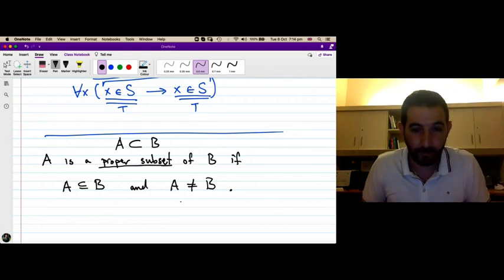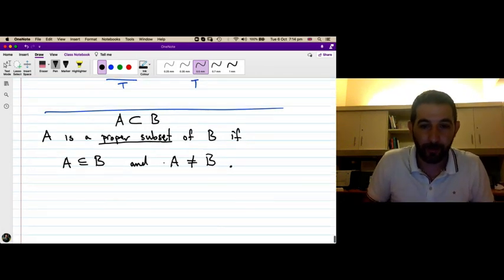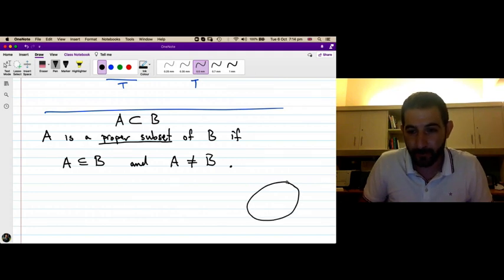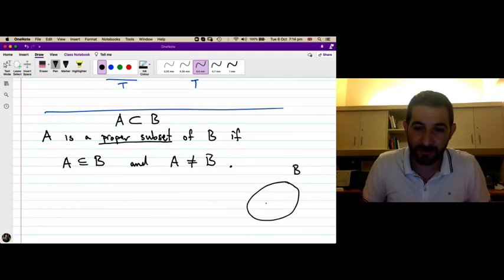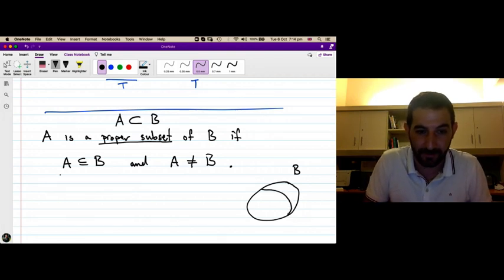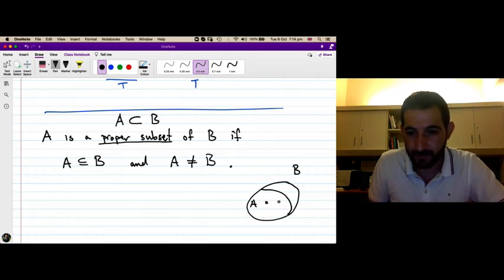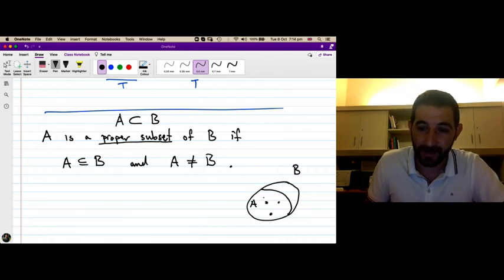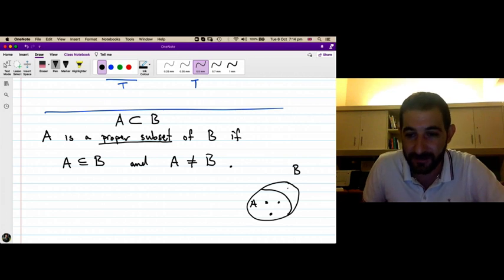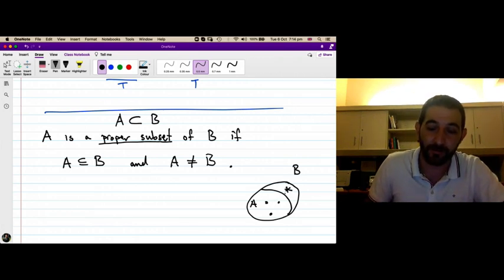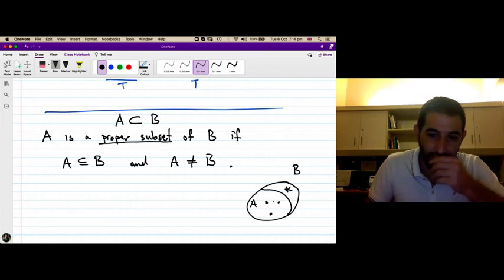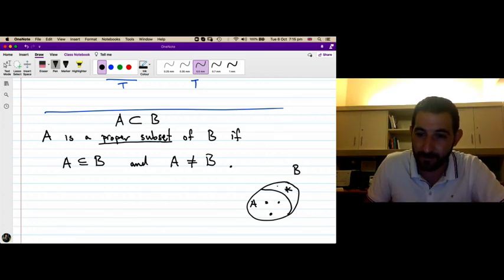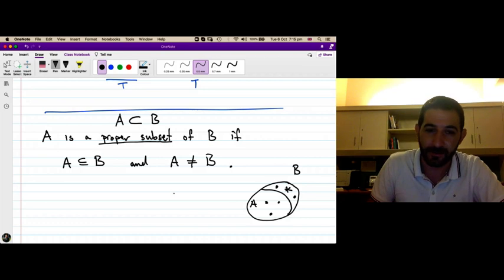Okay, so all I'm saying is that we have a proper subset A of B. Every element of A is also in B, but A is not all of B. This means there must be some element in B which is not in A, because if every element in B is also in A, then they are equal. So there must be some elements here.